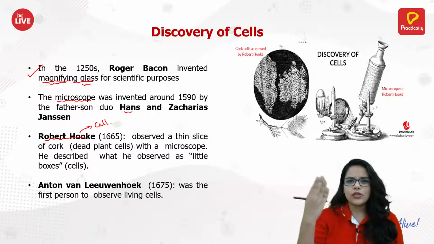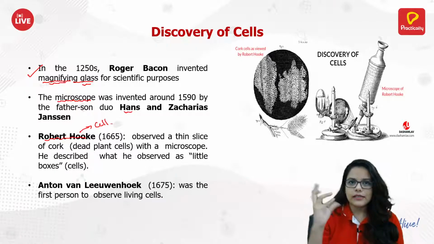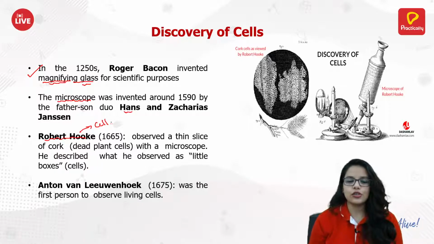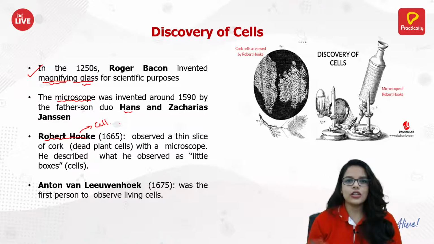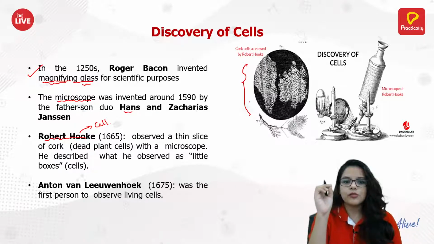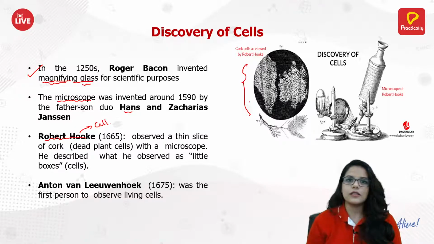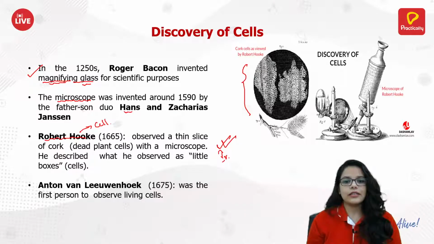So he took some dead cork cells, cork as in the bark of a tree. That is actually a dead cell. He cut it into a thin slice and placed it under his microscope, and what he saw was this diagram. Can you see? This is what he saw. Some small rooms or boxes he saw. So it was Robert Hooke who actually discovered cells.